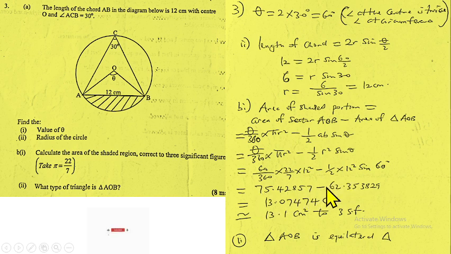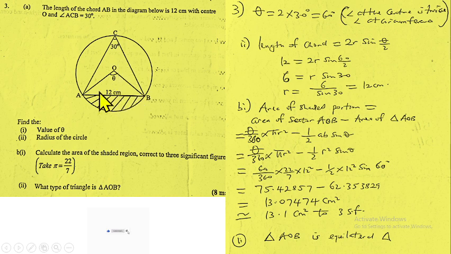75.42857 minus, if you simplify this, you have 62.35382, which if you subtract them, you have 30.07474 centimeters squared. The question asks us to take it to three significant figures, and that should give us 13.1 centimeters squared to three significant figures. And the last question here says, what type of triangle is triangle AOB?